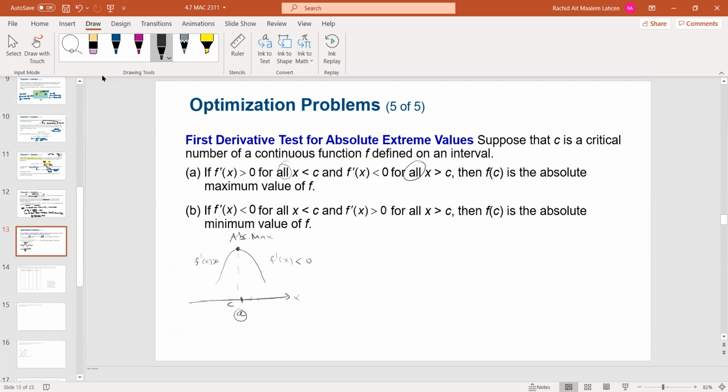And same picture for the C and for the B case, right? Then you say you have an absolute minimum, because here it's going to be the other way, right?